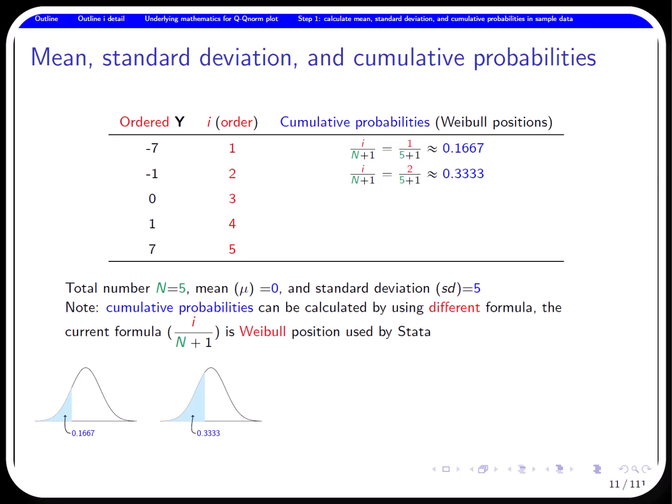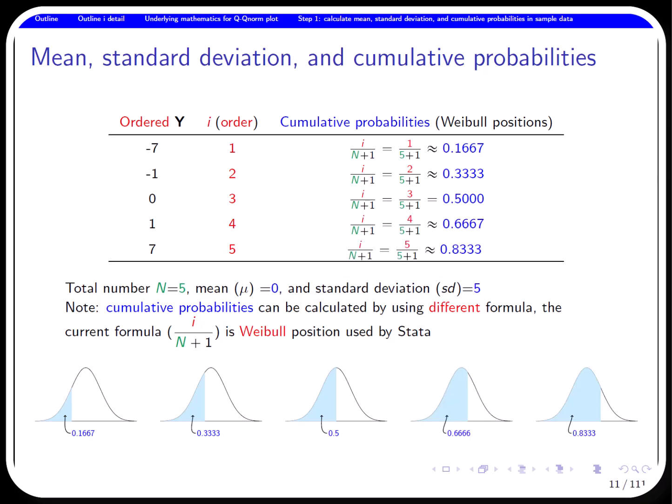For the third observation, the cumulative probability is 3 divided by 5 plus 1 equal to 0.5. The cumulative probability is illustrated by the third figure at the bottom. The shaded area is the cumulative probability. We continue to calculate the cumulative probability for the last 2 observations. The fourth one, the fifth one.